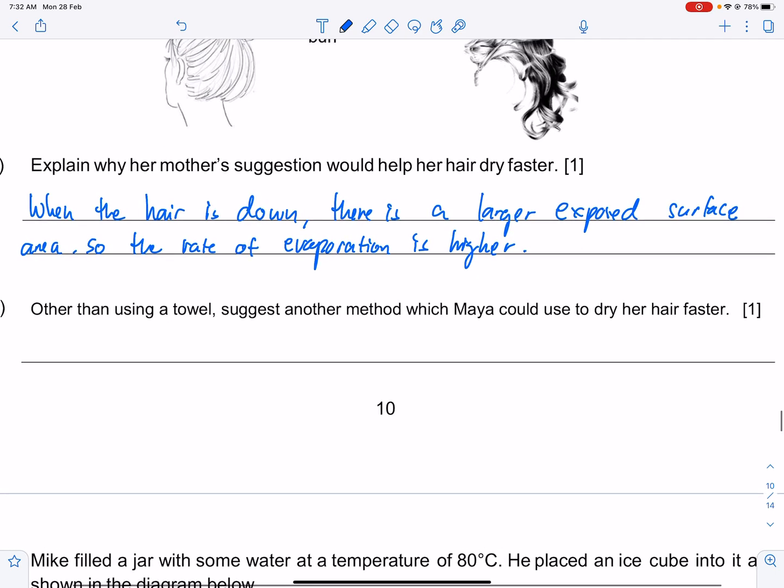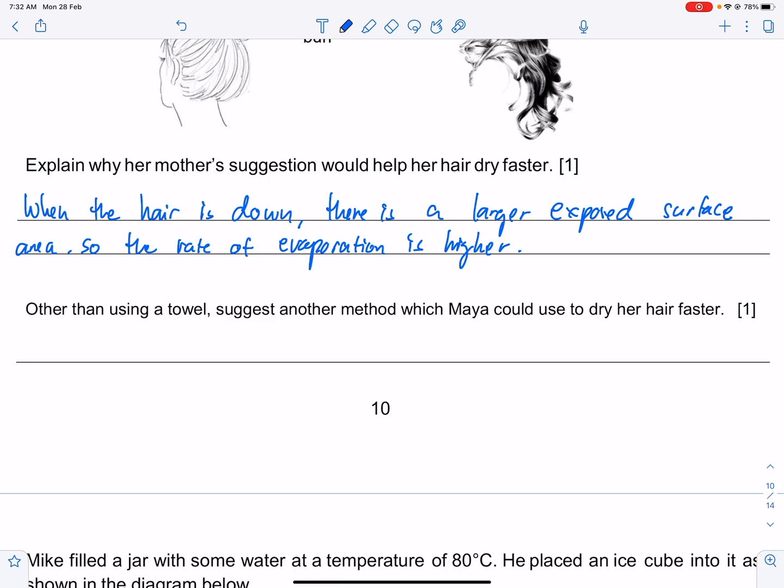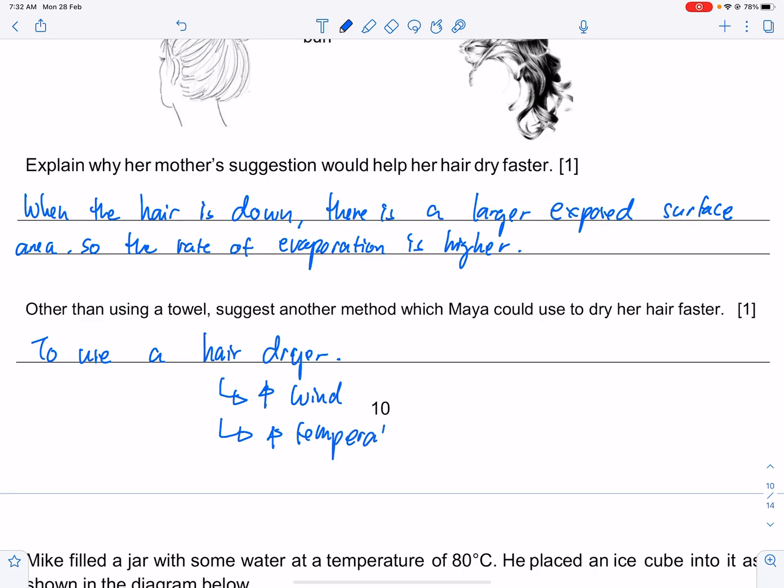D. Other than using a towel, suggest another method Maya could dry her hair faster. So in this case, remember WET. Another one we could use would be to use a hair dryer. Now your hair dryer gives you two factors. The first is increase in wind speed. The second would be increase in temperature. And we know from our prior knowledge that these two factors will help to increase rate of evaporation.